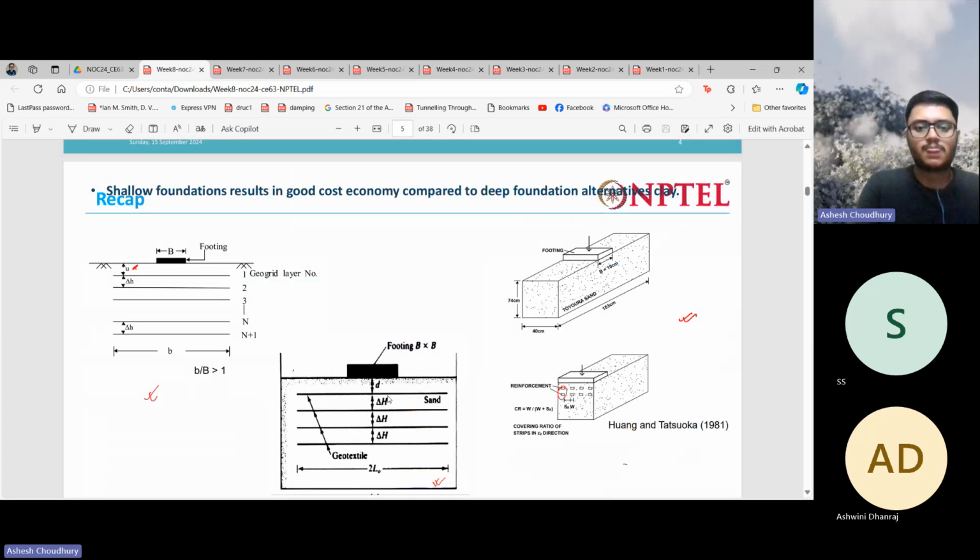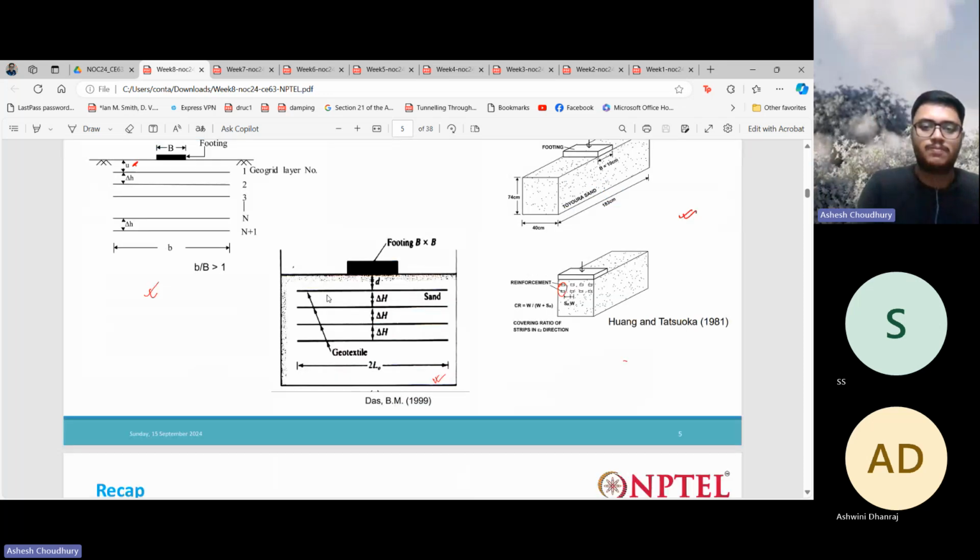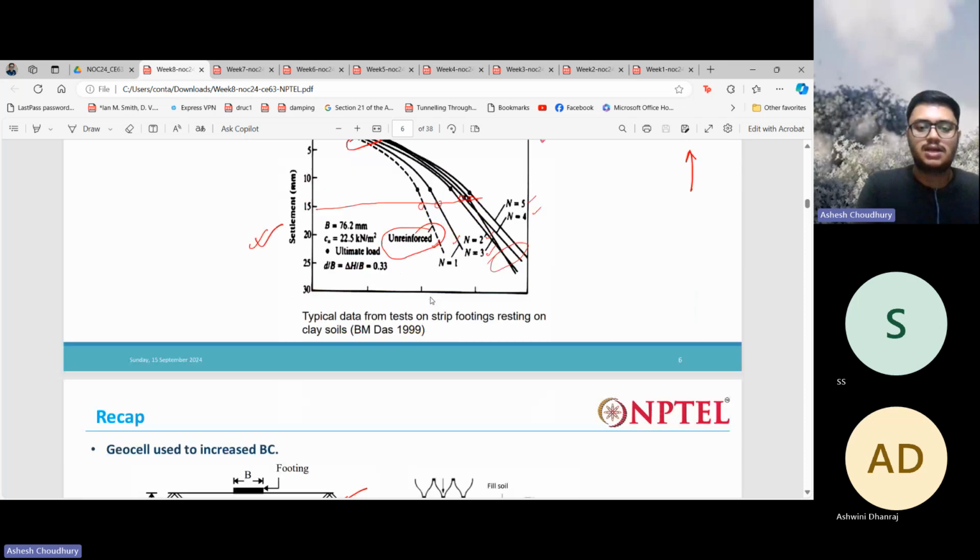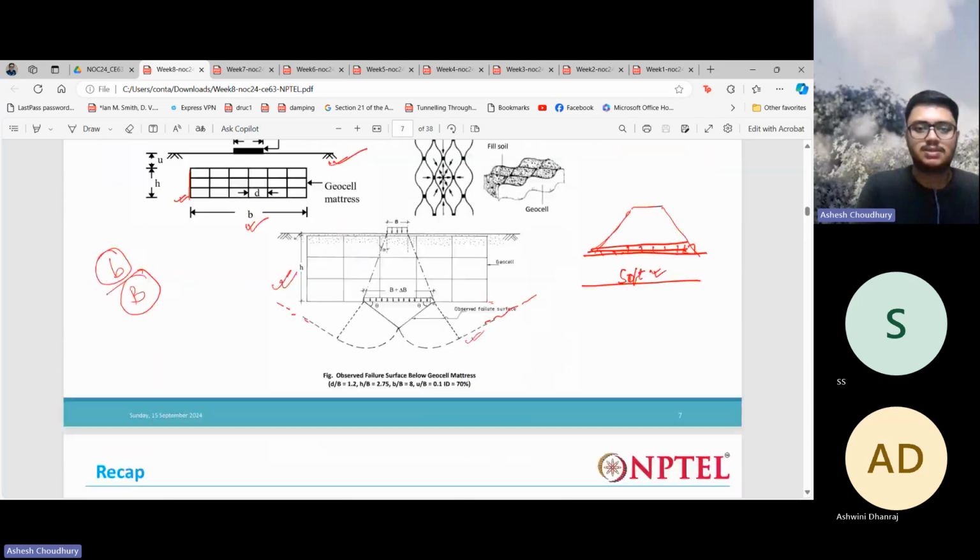You have a footing, and below it we reinforce the soil. In layers we put geotextile or geogrid, or maybe steel strips, anything you can put. With that, the bearing capacity of the soil increases, and that is defined by the bearing capacity ratio. The bearing capacity ratio is nothing but the bearing capacity of the reinforced soil to the bearing capacity of the unreinforced soil. All this mechanism we discussed.